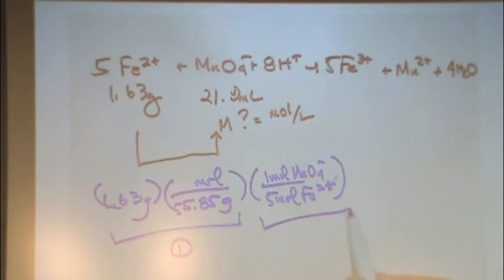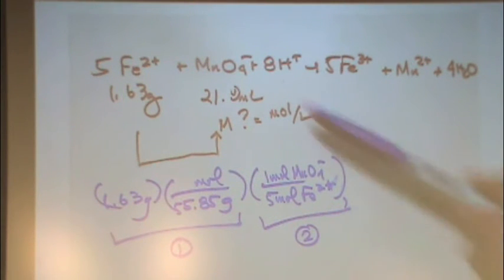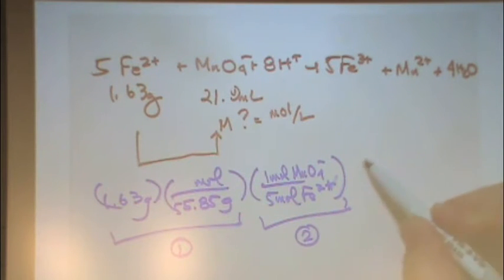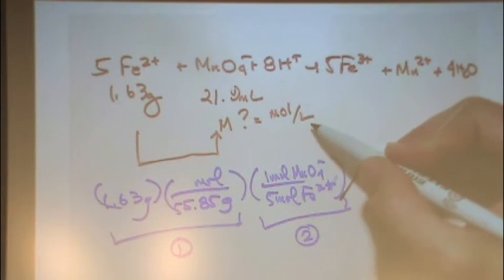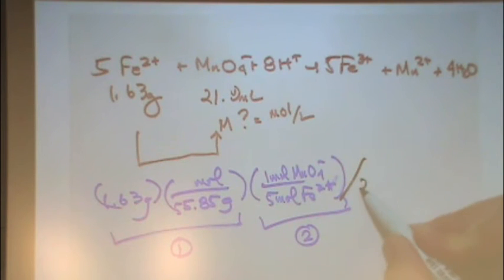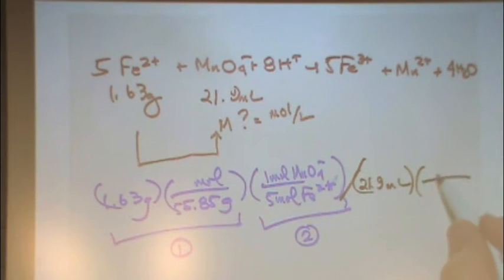So step one, change to moles. Step two, molar ratio. Step three, go to the unit requested. So moles per liter, and I have moles right now. I'll get a different color for step three. Let's do black. Divide by liters. I don't have liters, but I have 21.9 milliliters. Change that to liters, 1,000 milliliters per liter. So everything in black is in the denominator.